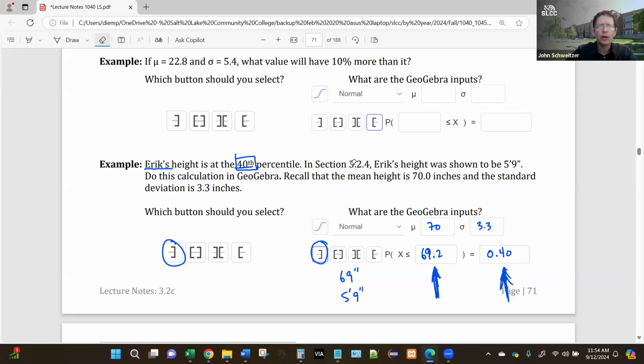Okay, so what do you guys think? So you try one. Okay, so let's take this kind of abstract example here, where we have a mean of 22.8 and sigma 5.4. What value will have 10% more than it? In other words, if 10% is more than that value, then 90% of the distribution is below it. So what is that? This is equivalent to the 90th percentile. So it's just another way of asking, what is the 90th percentile? So go ahead and see if you can do that with GeoGebra.